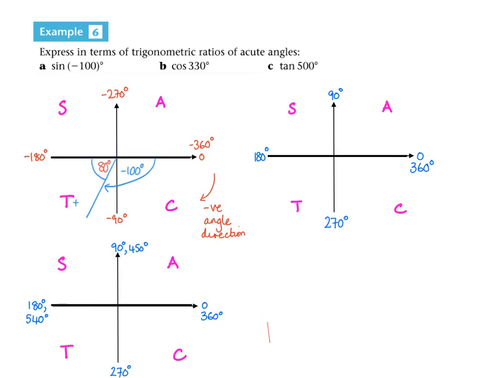So if we wanted to work that out, the sine of minus 100 degrees is going to be exactly the same as minus the sine of 80 degrees. That's our principal value that we've just found. Now you can check that using your calculator just to make sure.